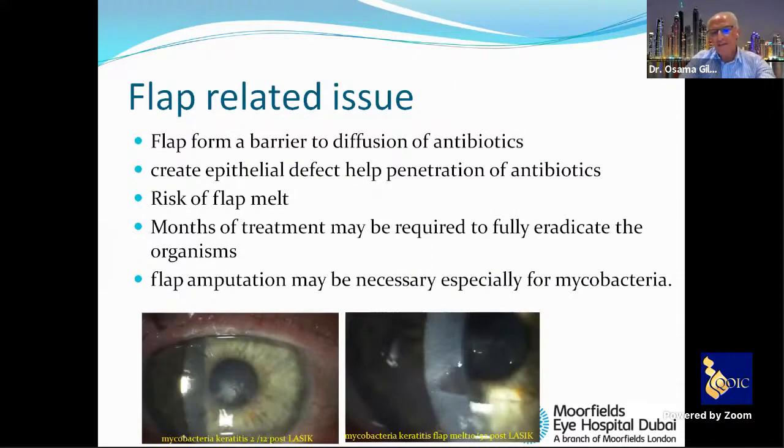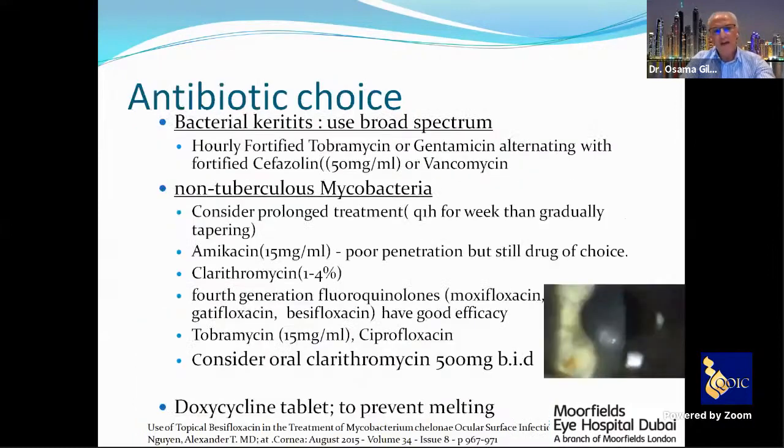The flap is not like a normal corneal ulcer. The flap is intact, with the epithelium, so that prevents good penetration of the antibiotic. It's sometimes recommended to do debridement, like a small epithelial defect over the ulcer, to allow better penetration of the antibiotic. There's also a risk of flap melting with the infection, and you may need to treat the patient for a longer time for mycobacteria, and sometimes you even need to amputate the flap if the patient is not responding, especially for mycobacteria.